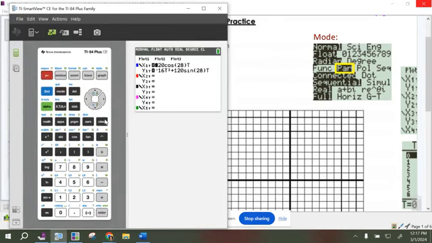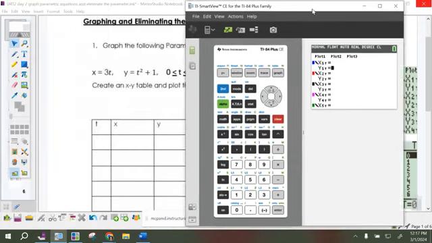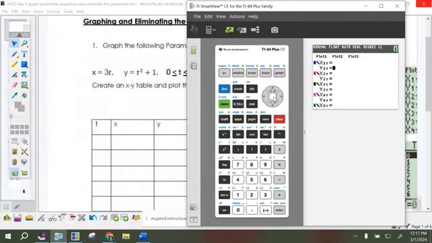So when you go to y equals, all right, yours should be clear. If something's in there, delete it. So in x1, I'm going to put 3t. This input button, this variable, changes with the mode of your calculator. So it's giving me a t because we're in parametric mode. And in y1, I'm going to type t squared plus 1.